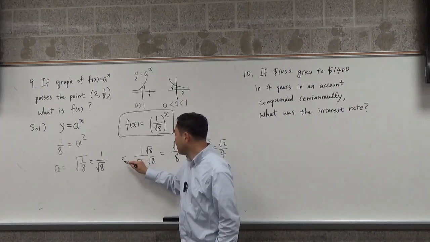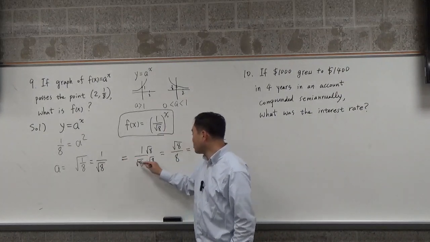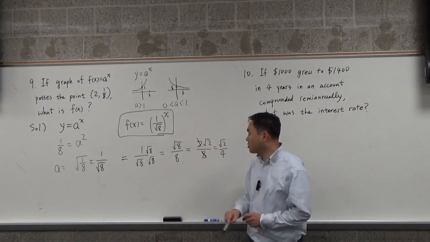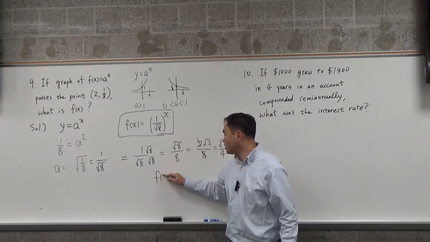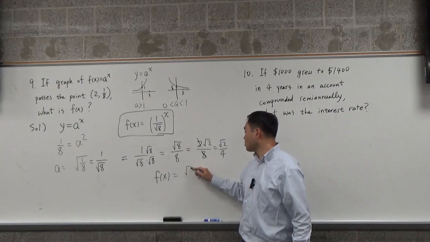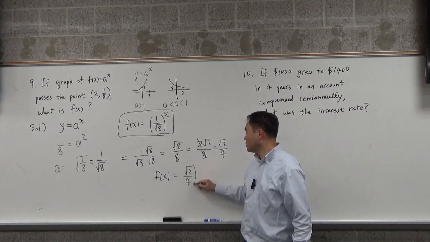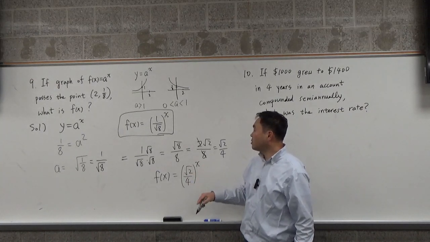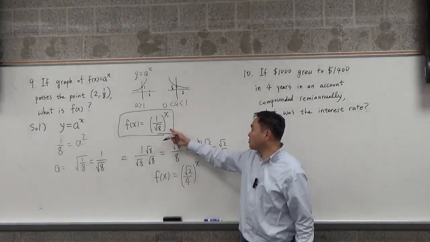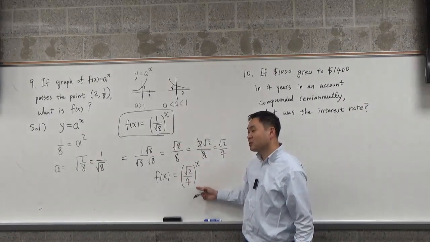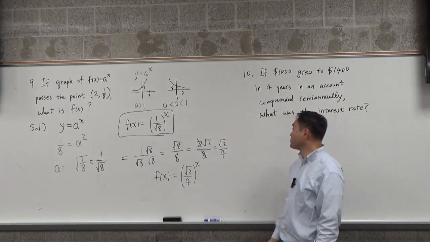A is this, but you should simplify to this. So the better answer is going to be square root of 2 over 4 to the x power. Okay. So when I grade, I will be giving full credit for this, but the better answer is this one.